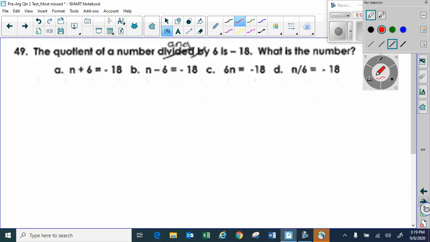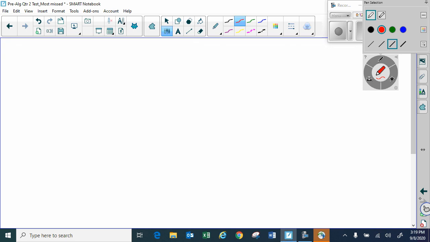Okay. Next. 49 here. The quotient of a number, so we don't know what that is, called x, and 6 is -18. Okay, and so we're looking for that, and I use x the same as n. There it is right there. All right, that does it.